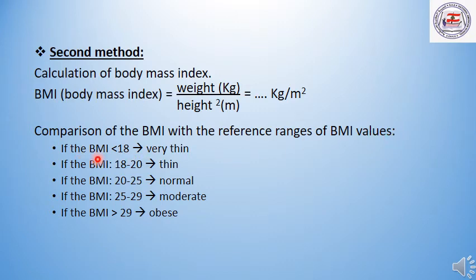If the BMI calculated was less than 18, then the individual is considered to be very thin. If the BMI is between 18 and 20, the individual is considered to be thin. If the BMI was between 20 and 25, the individual is considered to have a normal body mass. If the body mass index, BMI, was between 25 and 29, then the individual is considered to be moderate. If the BMI was greater than 29, then the individual is definitely considered obese.